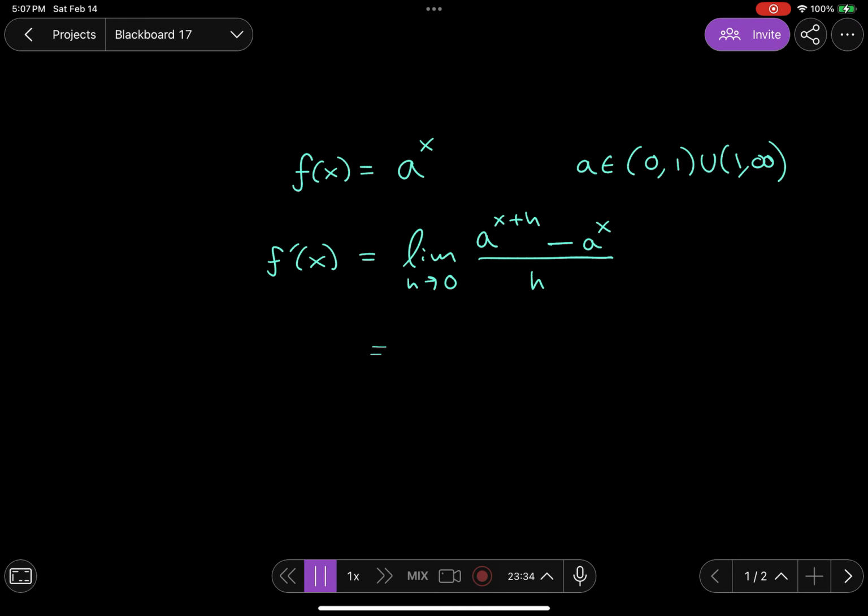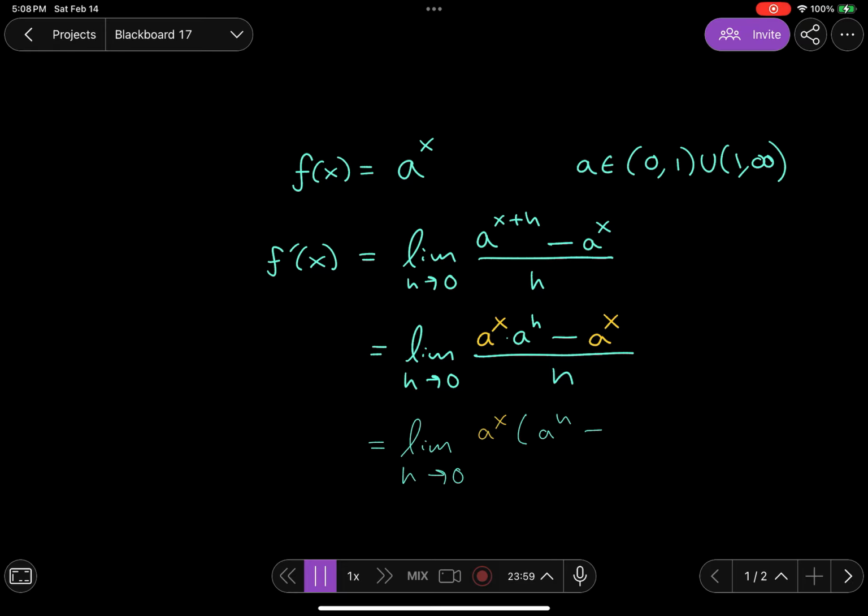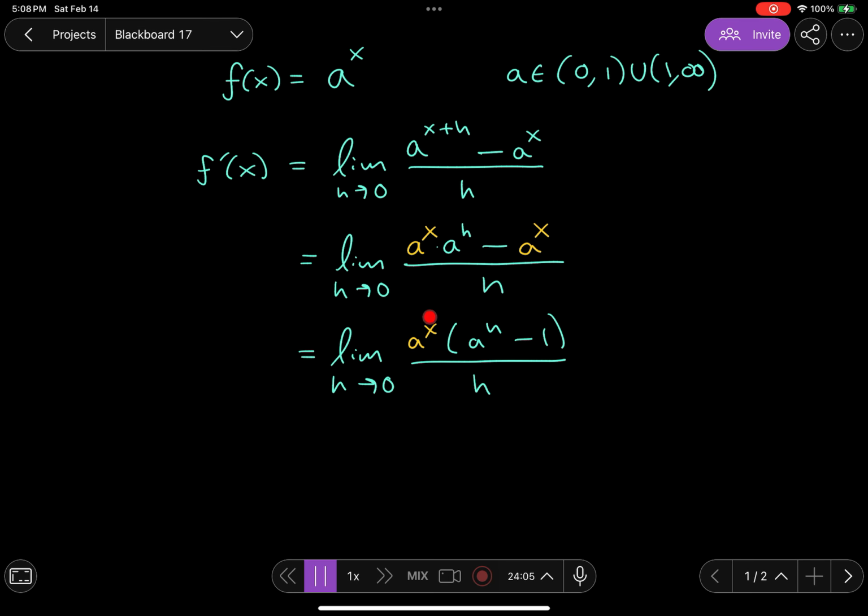Oh, but shoot, that's the same thing as the limit as h approaches 0. Again, remember your exponent rules, of a to the x times a to the h minus a to the x, all divided by h. Okay, that's the same thing as the limit as h approaches 0 of a to the x times a to the h minus 1, all divided by h. But check this out. A to the x is going to stay a to the x. I don't really care what h does. So relative to h moving, a to the x is a constant. So I can take it outside of the limit.